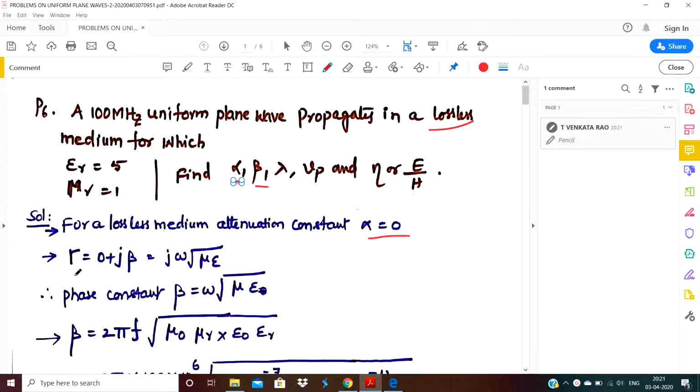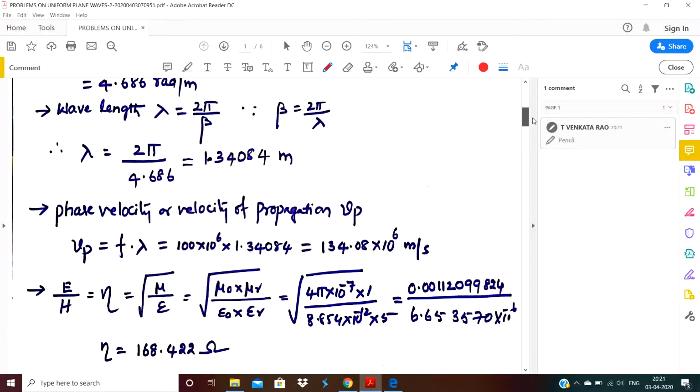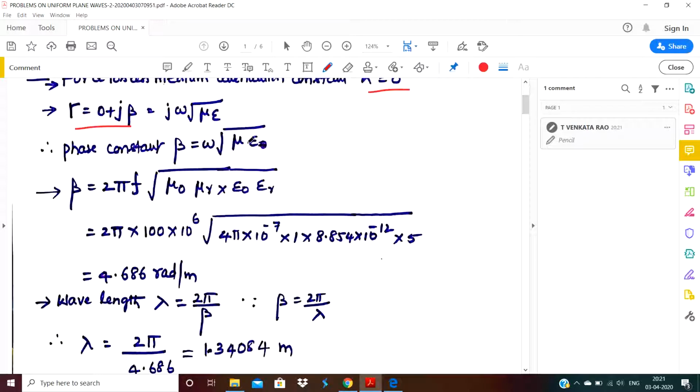We know that the propagation constant gamma is equal to alpha plus j beta. Alpha is already 0 here because it is a lossless medium. So we have phase constant beta equals omega times the square root of mu into epsilon. To substitute the mu and epsilon values, mu can be written as mu naught into mu r, and epsilon is epsilon naught into epsilon r. Omega is 2 pi f.